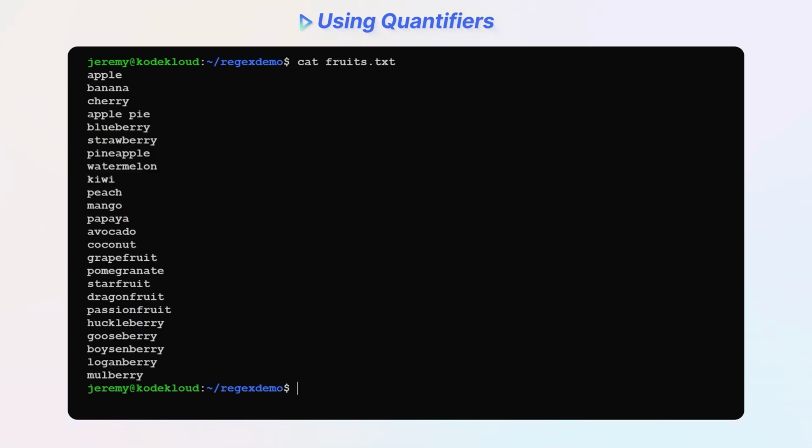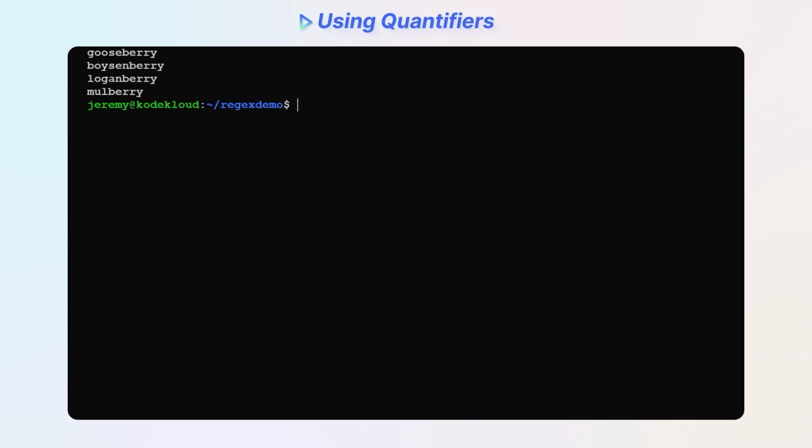Now, in this demo, we've added on to our fruit list and it's become more complex. Let's see how quantifiers can help us with this. Here's an updated fruits.txt file. Now, let's learn how to use quantifiers. Here's how we can match repeated characters.